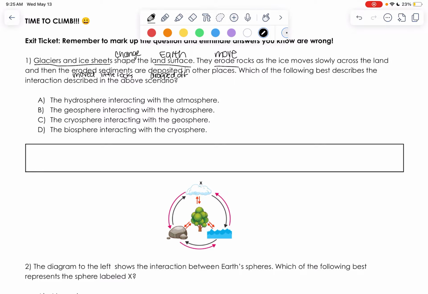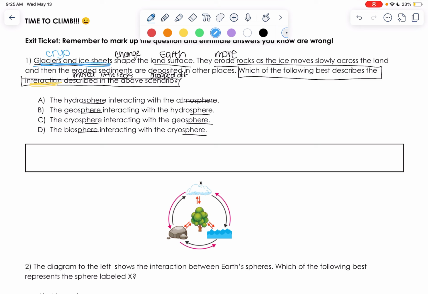Which of the following best describes the interaction described in the above scenario? When we get to our answer choices, and we know we're talking about an interaction, so this is going to be things working together. We see that we're talking about the spheres. So let's go through the question and see what spheres we find. First, we see glaciers and ice sheets. This, if it hit me in the face, I would say cryosphere. Part of the cryosphere. Shape the land surface, Earth. So I'm already thinking geosphere, but let's keep going.